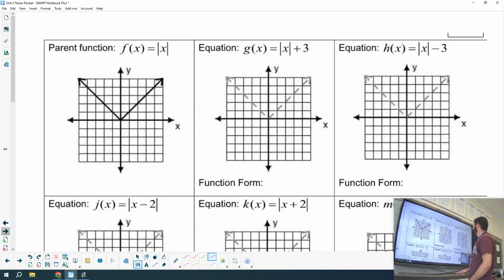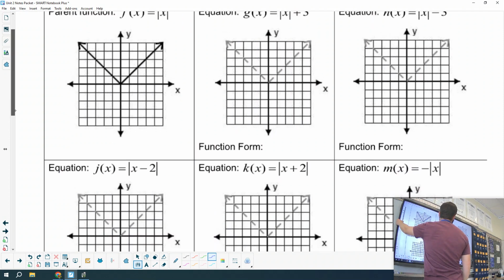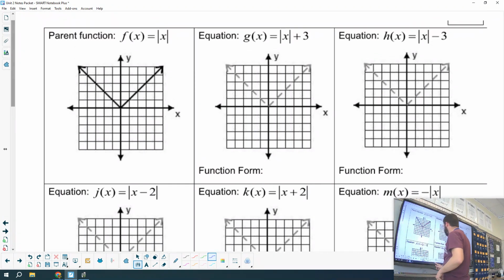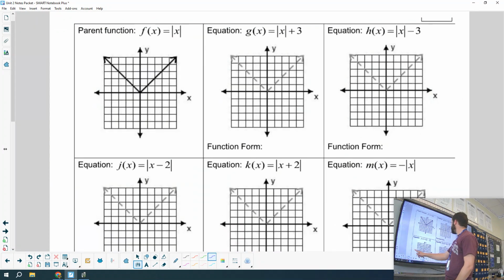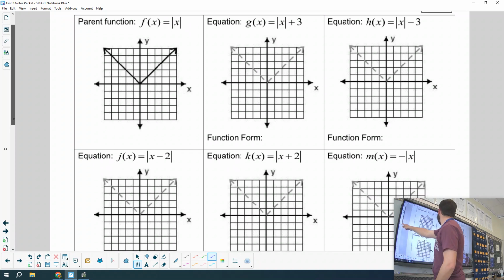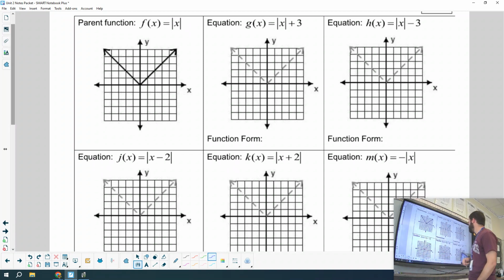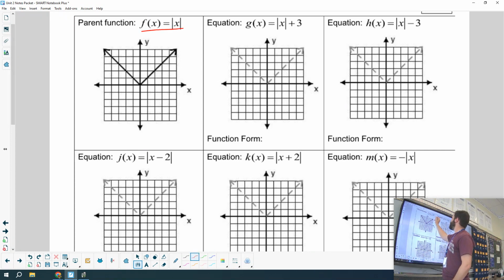Okay, let's turn the page and take a look at these 6 different graphs. In fact, I'm going to zoom out just a little bit so we can see all 6 at once. All right, so let's start here with our parent function. This is our parent function, f of x equals absolute value of x. It's a V that's right in the middle and just goes up perfectly to both of the corners, and my vertex is right in the middle.